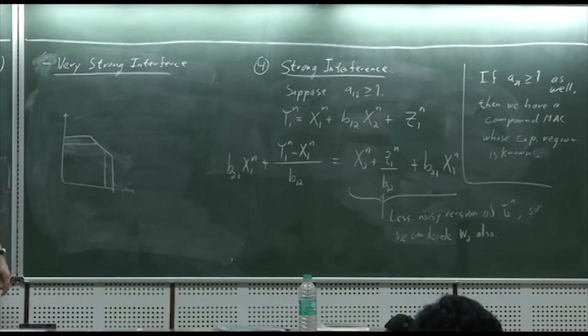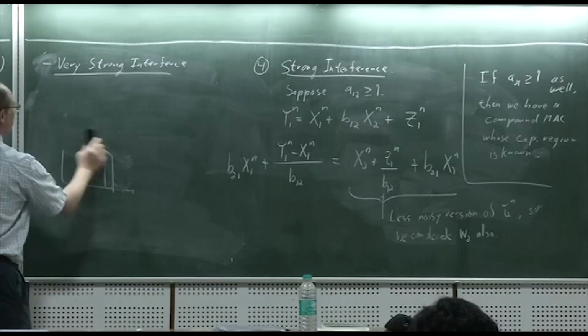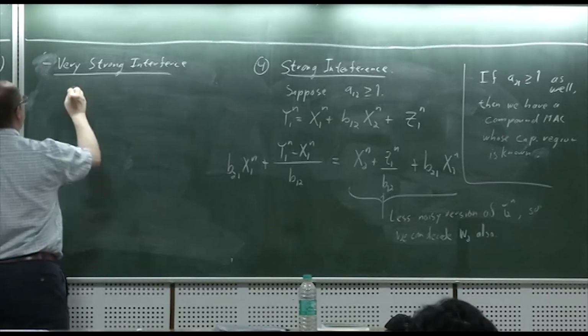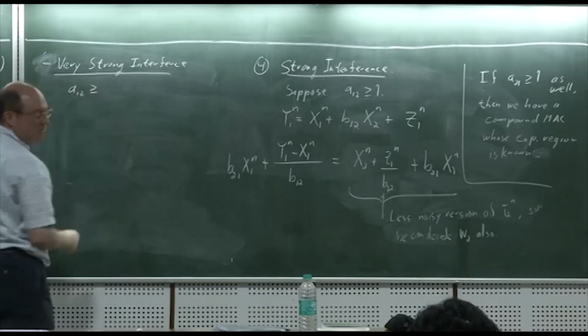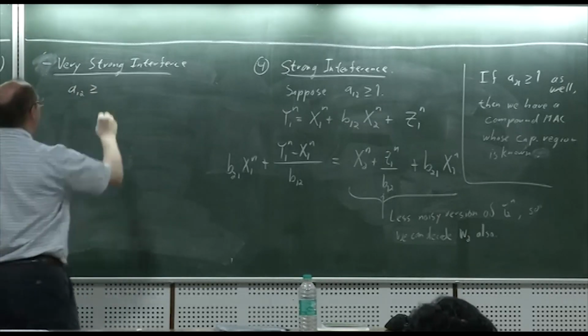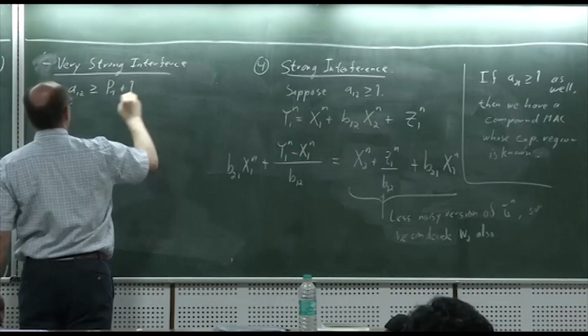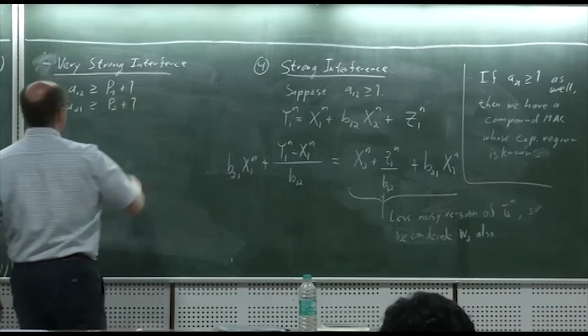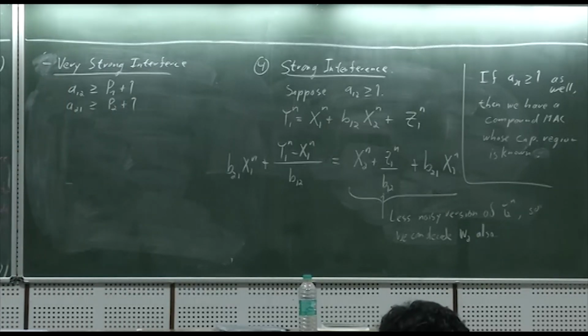So maybe let me write out the numbers first, and then we can see what happens. That's the case where A12 is bigger than or equal to P1 plus 1, and A21 is bigger than or equal to P2 plus 1. So that's the strong interference case.